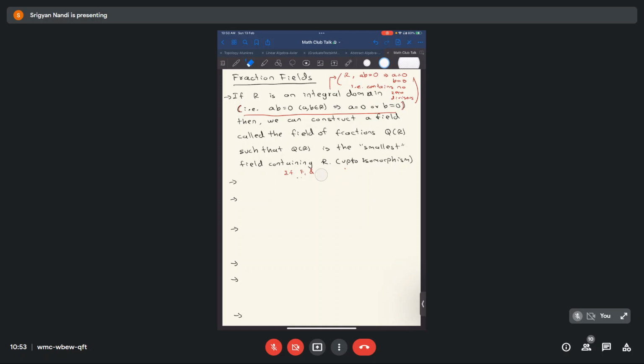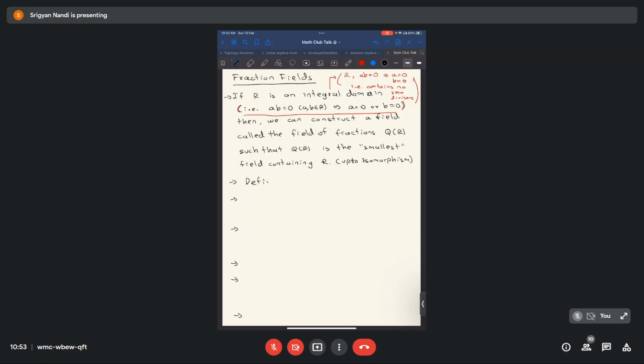So if F is the smallest field containing R and G is any other field that contains R, then there is an injection from F to G, which means F has a copy that is contained in G, which means F is smaller than G. So we'll attempt to give this construction, and it's a very elegant construction also.